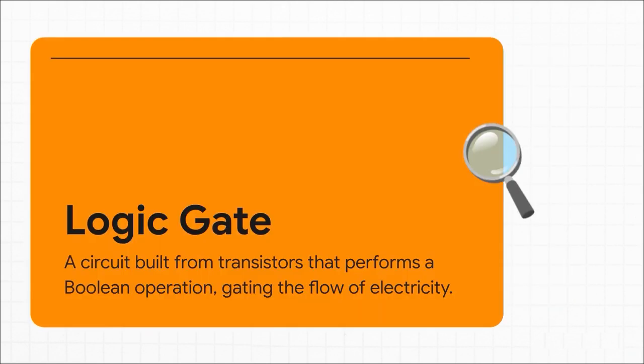Now here's where the magic happens. We can take a few of these tiny transistor faucets and wire them together in some really clever ways. And when we do that, we can create a little circuit that physically performs one of Boole's operations. We call these circuits logic gates. Why? Because they literally act as a gate for electricity, opening or closing based on a logical rule. This is it. This is where Boole's abstract math becomes a real physical thing.